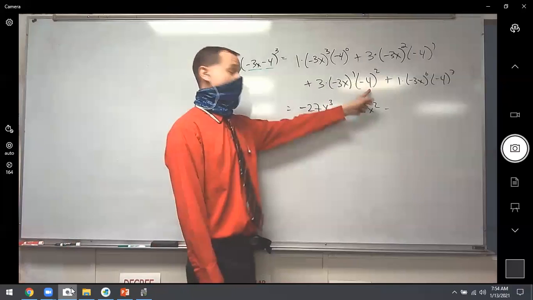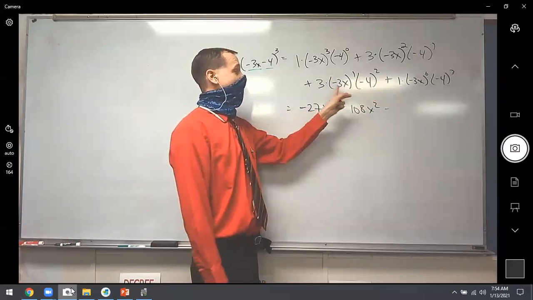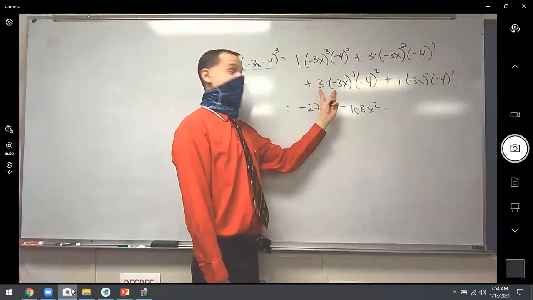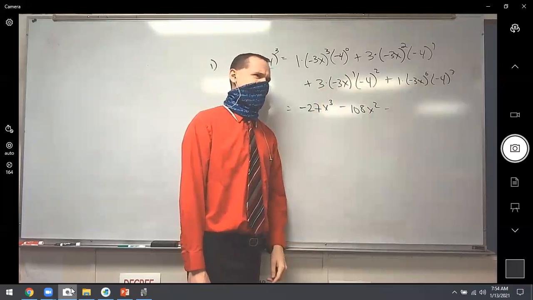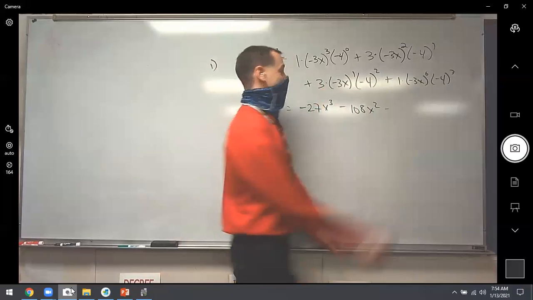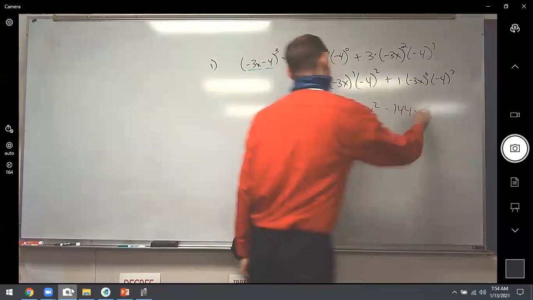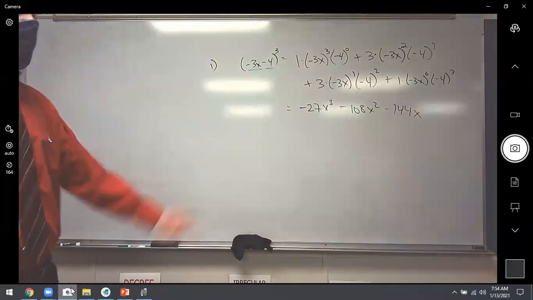This one, let's see. 4 squared is 16. There's another 3 and a 3. 3 times 3 is 9. 9 times 16. Anybody got that? I don't have that. That sounds about right. 144. And then, of course, the x was raised to the first, so you just write x.